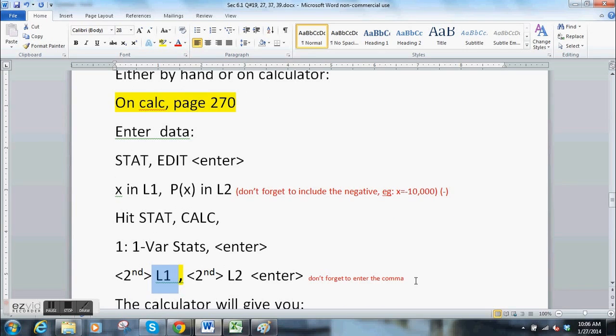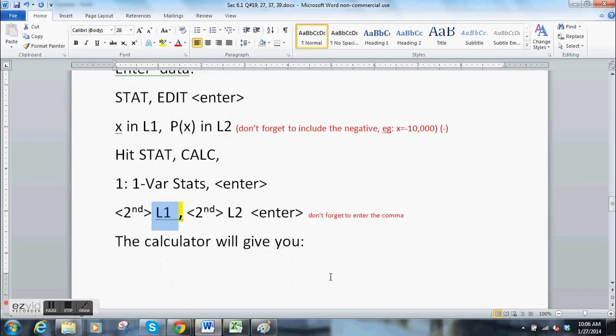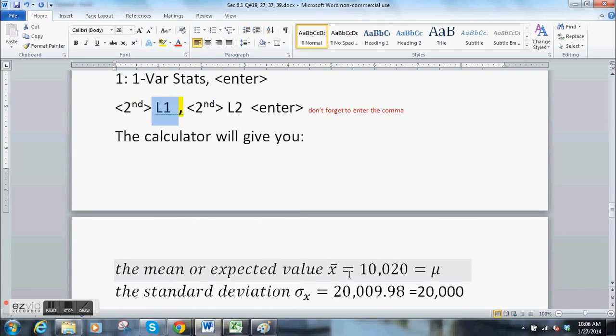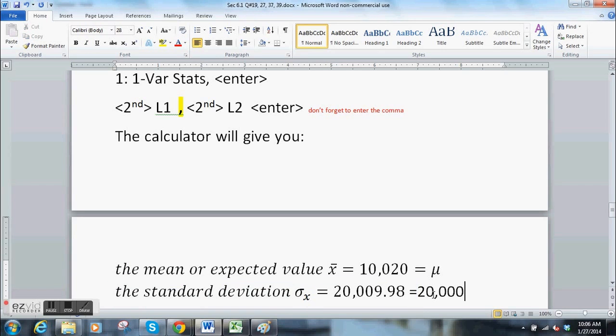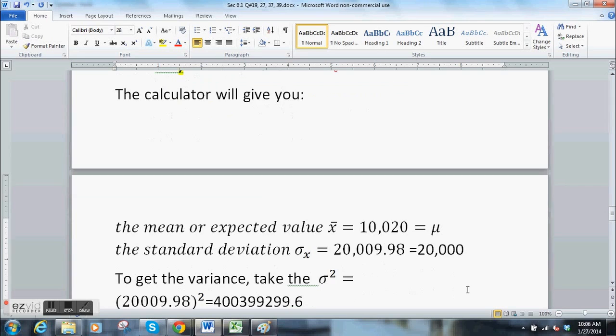The calculator will give you this. It'll give you x bar equals, and in my case, somehow my calculator is giving me 10,020. Again, this is a rounding error because I put in like 0.33 instead of 0.333333. The number of threes you put in can make a difference. And it gives you the standard deviation, sigma x. This is the standard deviation. In this case, mine gave me 20,009. I think it's supposed to be about 20,000. To get the variance, you take the standard deviation that your calculator gives you and you square it. So I took this 20,009, squared it, and got this crazy number.